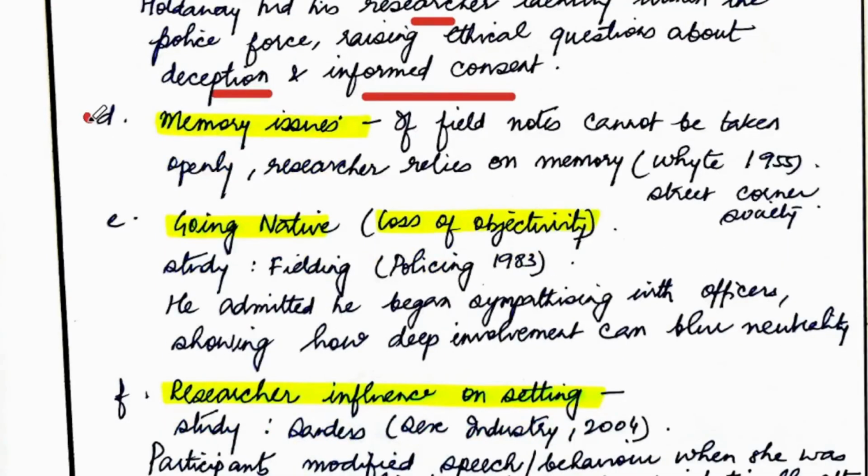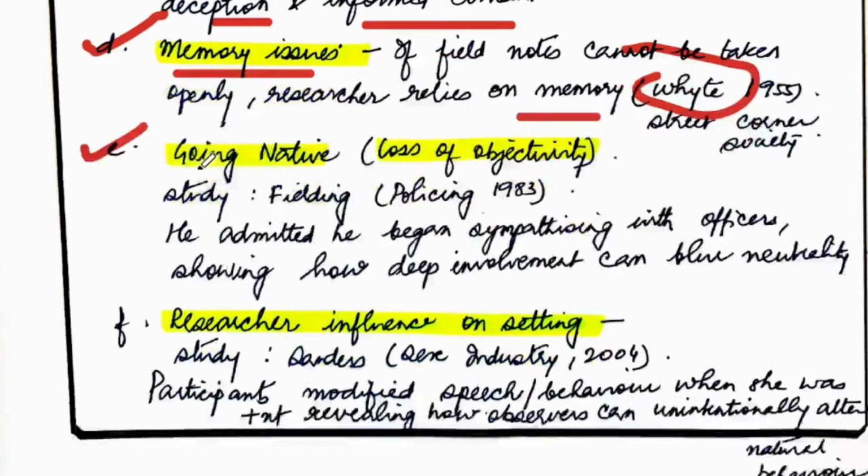Next limitation is the problem of memory issues. In many participant observation settings, especially the covert ones, the researcher cannot openly take field notes. So if the field notes cannot be taken openly, then the researcher relies on memory. An example is the Street Corner Society study of 1955, wherein Whyte became a member of a local gang, and because he could not write in front of the members, he had to reconstruct the events later from memory, which may reduce accuracy.